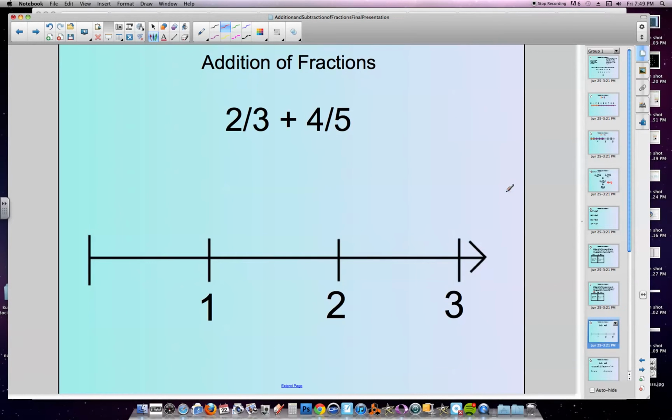Well, the same concept applies with fractions. 2/3, well, a third is that long, right? A third means divide 1 into 3 segments, so that's 1, 2, 3, and then represent 2 of them. Cool.